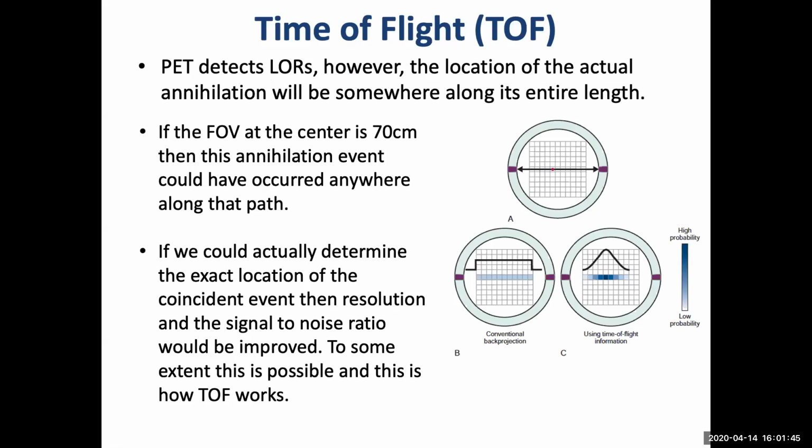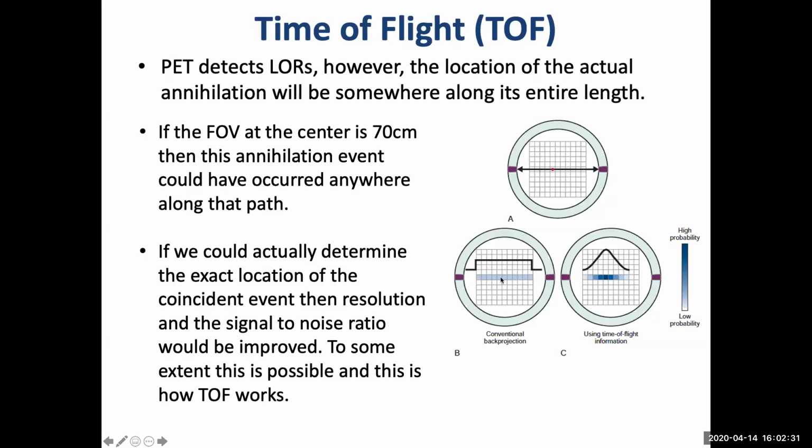Let's talk about the new technology of PET, which is called time of flight. We know that PET detects the line of response, like here. However, the location of the actual annihilation will be somewhere along its entire length. We don't know exactly where the event is. So if the field of view at the center is 70 centimeters, the diameter of the ring, then this annihilation event could have occurred anywhere along the path. If we could determine the exact location of the coincidence event, then resolution and the signal to noise ratio would be improved. So here is what is happening in time of flight.